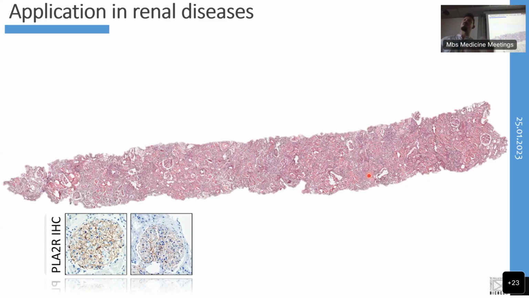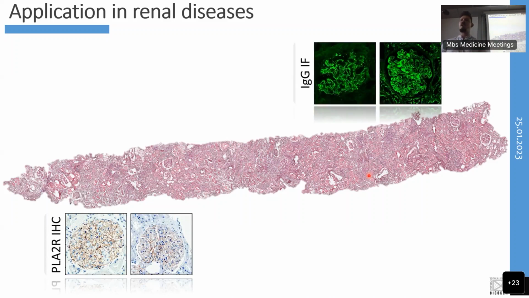So for example, immunohistochemistry, in the instance of membranous nephropathy, if we have positivity for phospholipase A2 receptor, we know it's idiopathic rather than a secondary cause. Of course, then we know we use immunofluorescence and a variety of other molecular techniques.